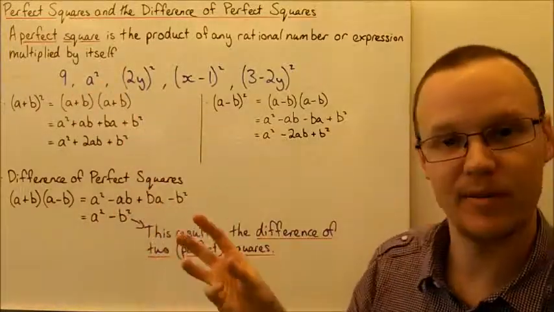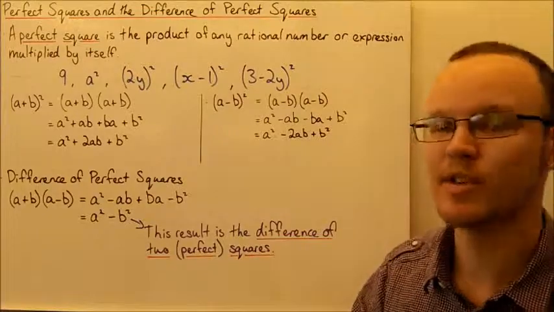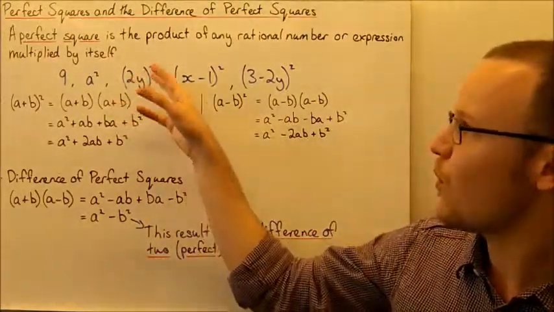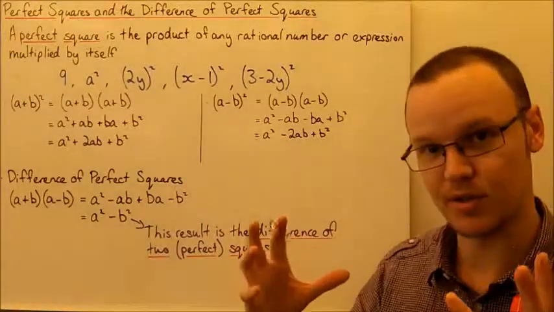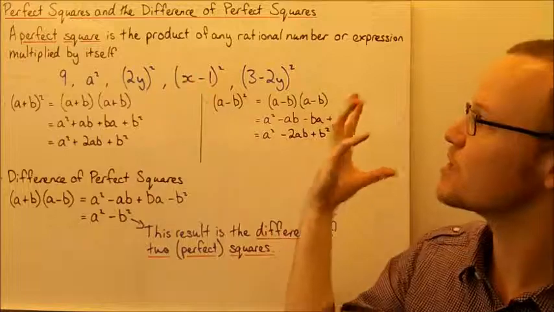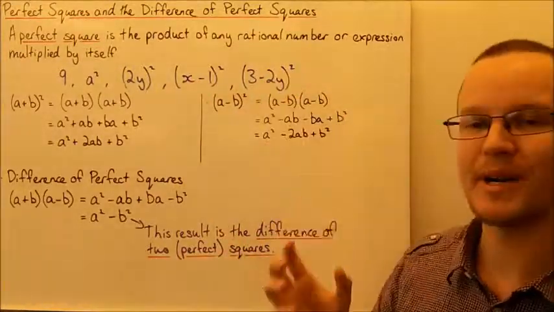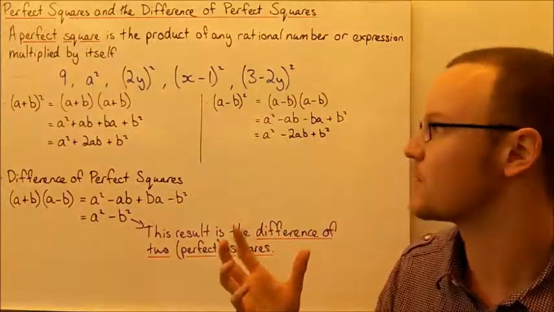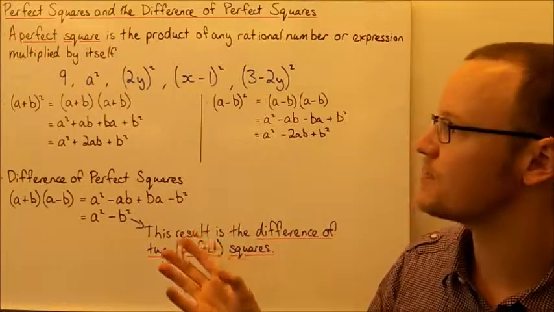A squared is a perfect square as well because it's a times a. It's an expression multiplied by itself. 2y is an expression, and so 2y squared is a perfect square. X minus 1 all squared is a perfect square because this is an expression that's squared. And here 3 minus 2y all squared is an expression that has been squared, so it is a perfect square as well. All of these are examples of perfect squares.